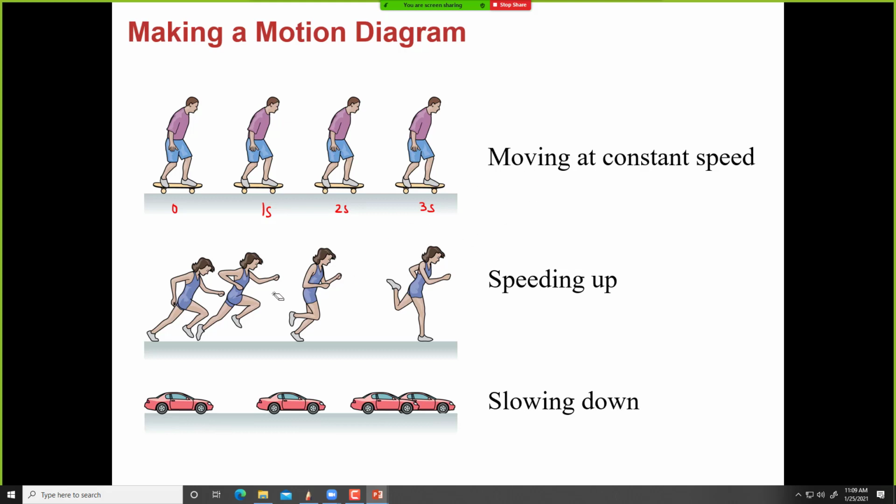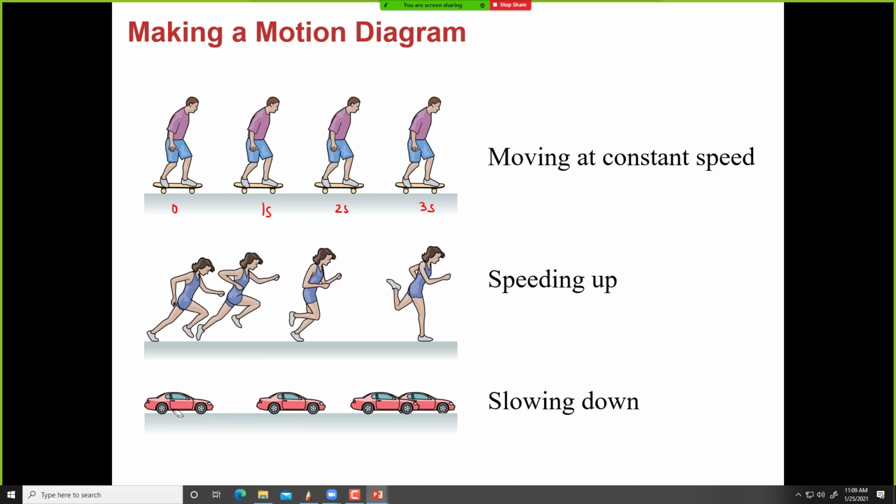Whereas here, you see initially in 1 second you cover this much distance. In the next second you cover even more distance. In the next second you cover even more. So your displacement or your distance is increasing with the time. How much distance you cover is increasing with the time. So that means you are speeding up. That's how you represent speeding up.